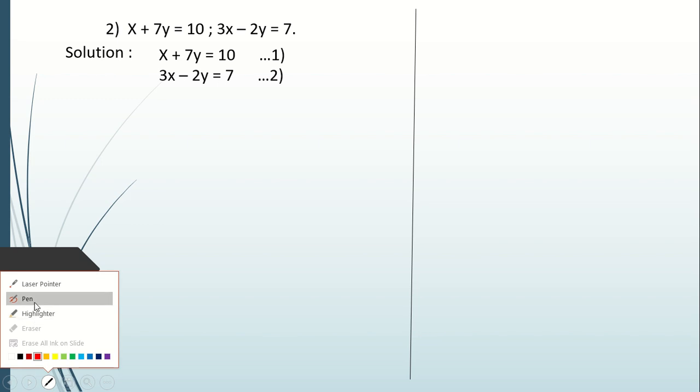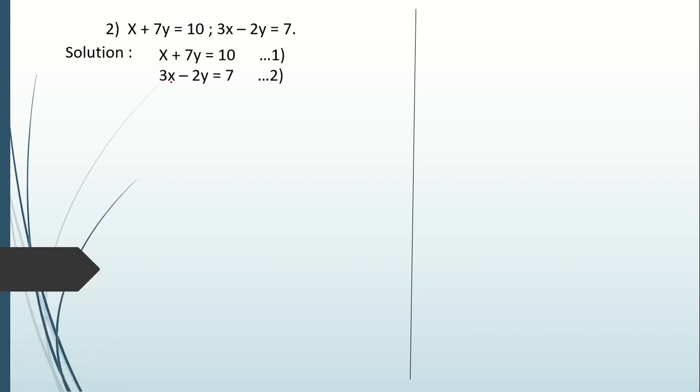In the second sum, again the first step is the same: number 1 and number 2. This is equation number 1 and this is equation number 2. Now decide which variable is getting eliminated. Directly, no variable is getting eliminated. So here for number 1, this is 3x here and I have x here.